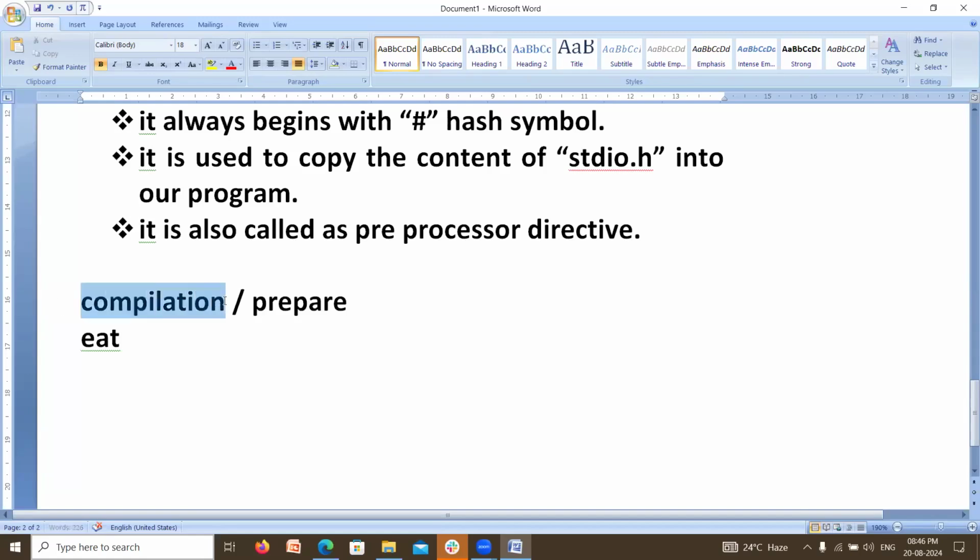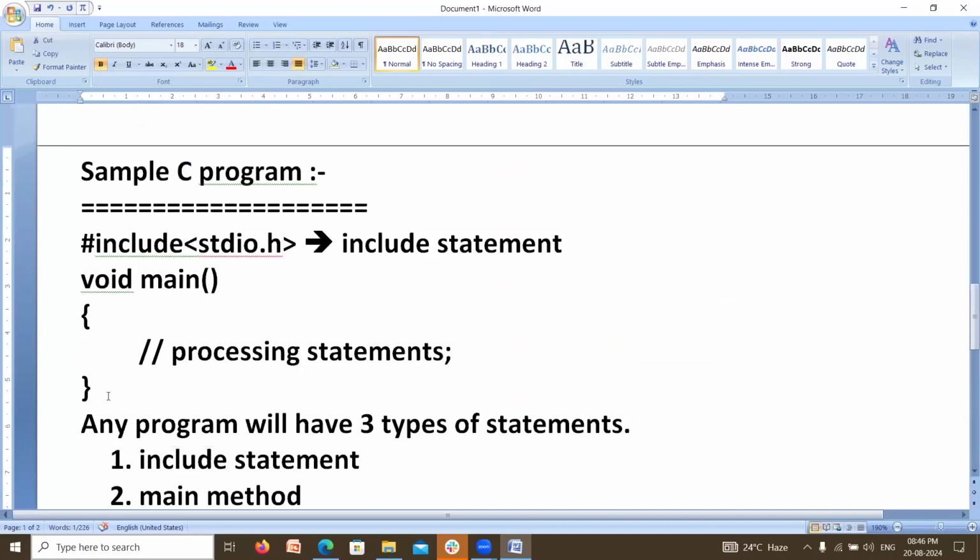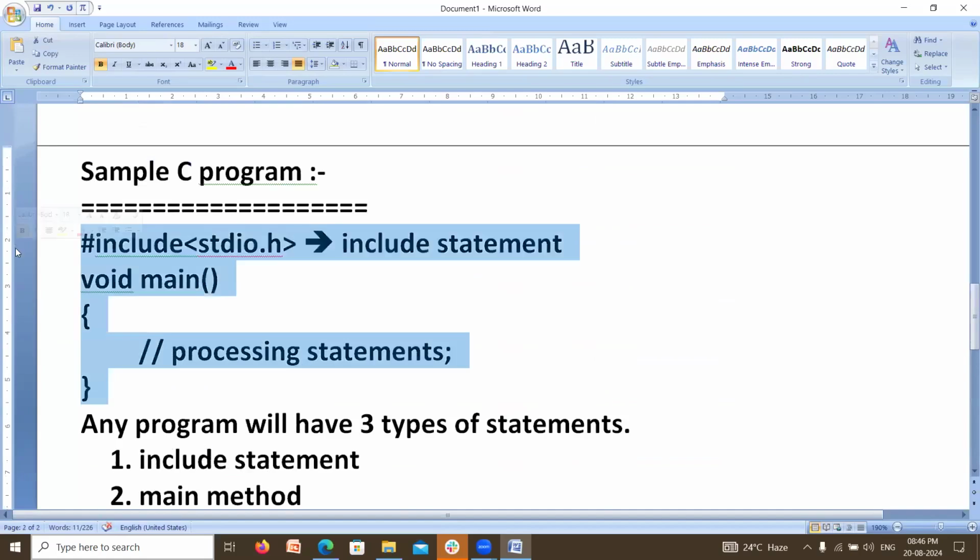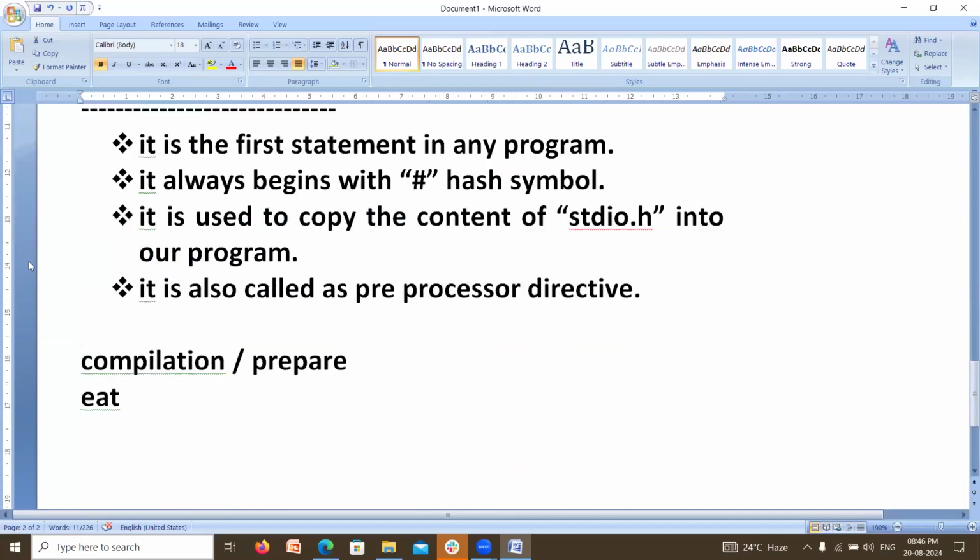After compilation, what you write in English will be converted into machine understandable. Then machine can understand and execute your program. That program execution is called program running.